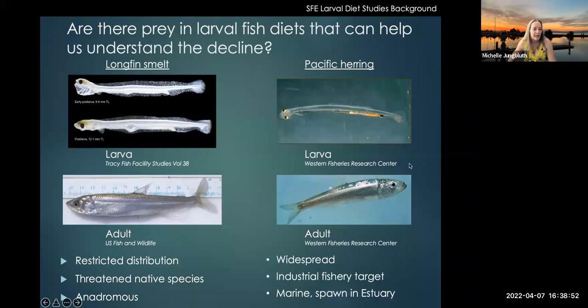And then the Pacific herring, which is widespread and targeted by industrial fisheries, mainly marine, but they do also spawn in the estuary. And they also, importantly, have overlapping spawning timing. So when longfin smelt are present, so are Pacific herring larvae of the same size and stage.